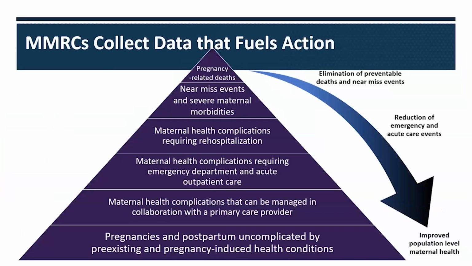And if we go to the next slide, slide 4, this is something that may be familiar to some of you. Some of you may have heard the analogy that maternal mortality is the tip of an iceberg. This pyramid is showing something similar, how your MMRCs collect data that fuels action. That pregnancy-related death is a tragedy at the very top. But if we can get every state to comprehensively review every death and make recommendations for action on their pregnancy-related deaths from their multidisciplinary review committees, and then work with partners to act on those recommendations, we can eliminate, or we have this vision of eliminating preventable maternal mortality and also reducing maternal morbidities and improving population-level maternal health.